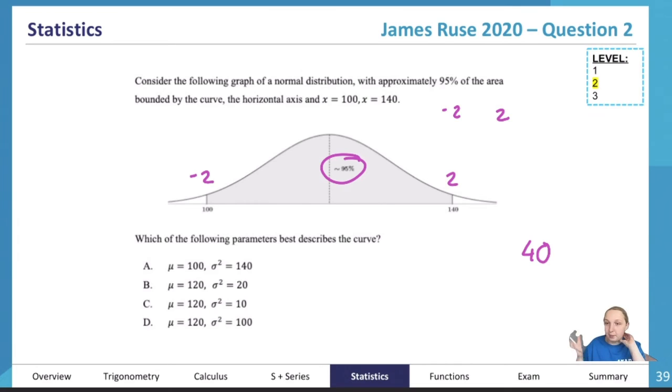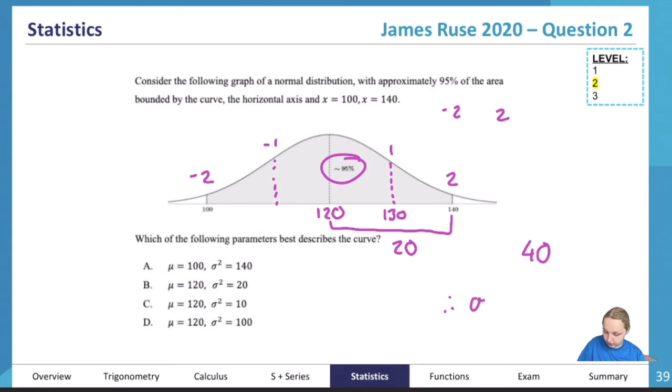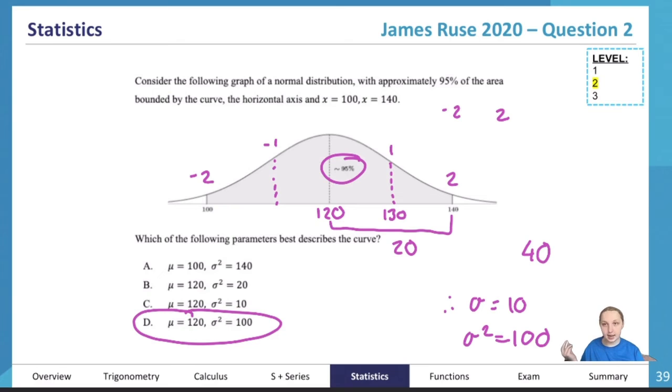So we're thinking our mean is essentially going to be what is exactly halfway between 100 and 140. You're going to end up with 120. Okay, then you're going to have here -1 and 1. So we can tell between the mean and our z-score of 2, we've got 20. So our z-score of 1 is going to be 130. So therefore, our standard dev is equal to 10. So our standard deviation squared is equal to 100, which gives us D as a solution for this question.